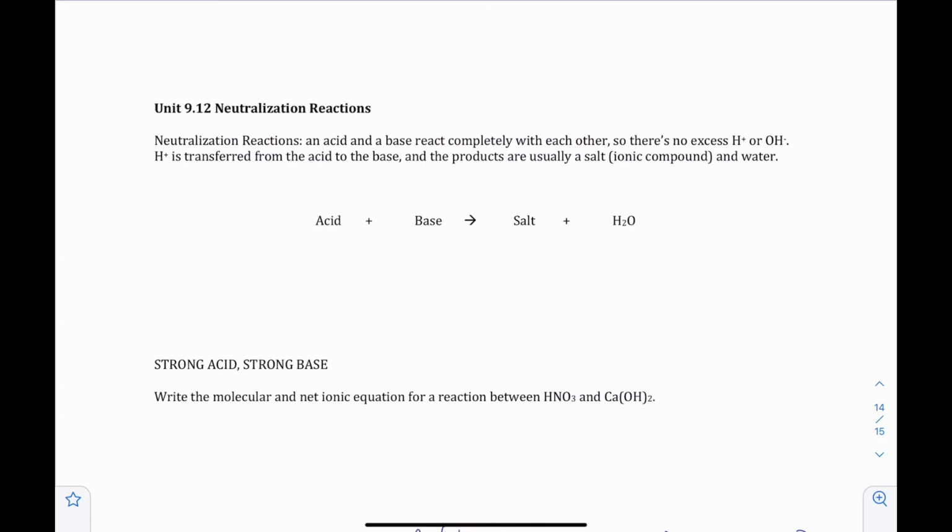It's also important to note that water isn't always a product in neutralization reactions, so to figure out what your products are, transfer the H+ from the acid to the base and just see what you end up with.